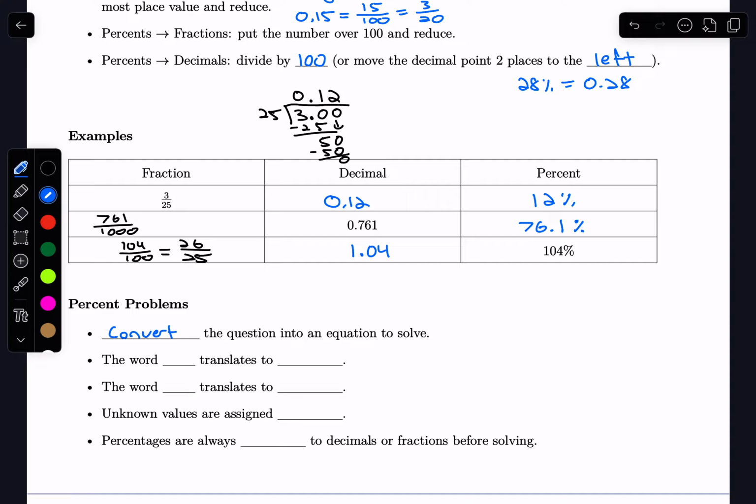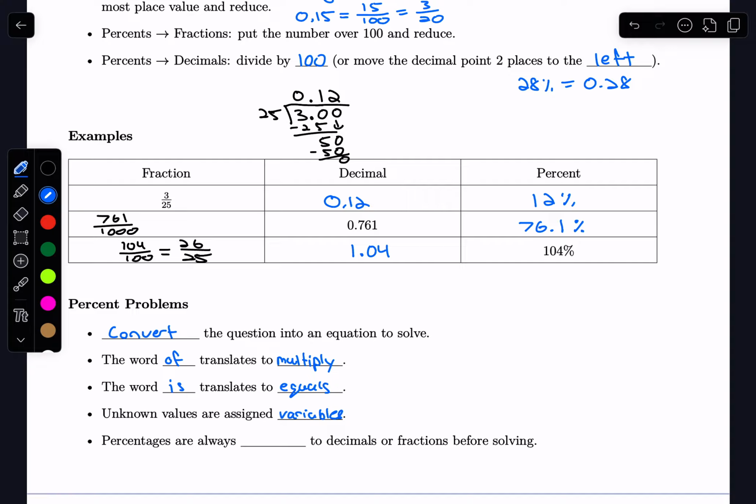Step 2 is solve. In order to convert, though, we need to know that the word "of" is going to translate to multiply, and the word "is" is going to translate to equals. We've seen this in the past in the applications of solving equations lesson, but those 2 words in particular are going to show up constantly in this lesson. So I wanted to remind you of that. Now, unknown values are going to be assigned variables. Usually in this lesson, I'm just going to be using the letter x.